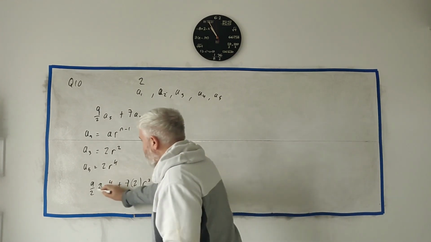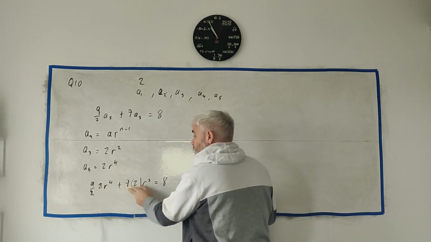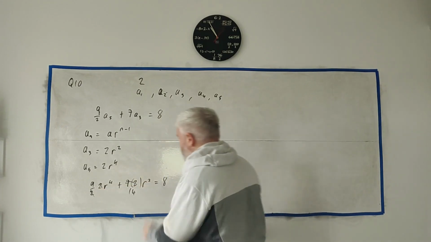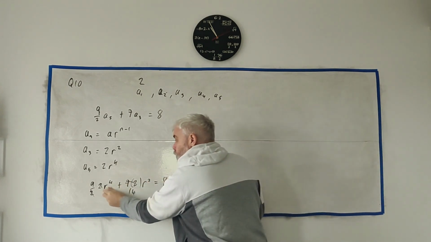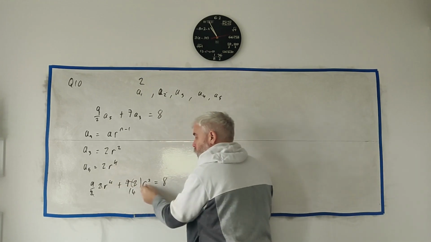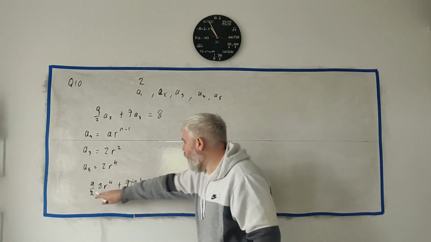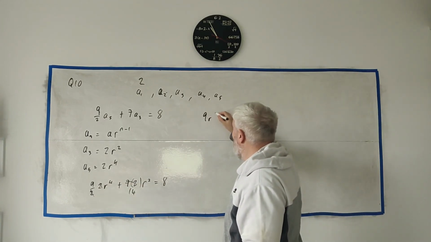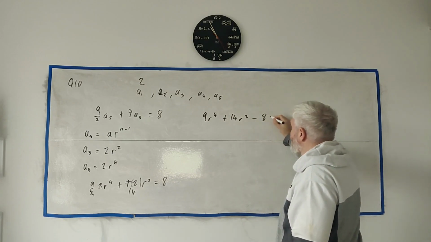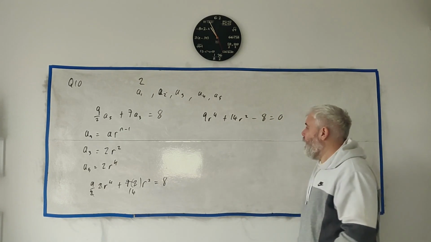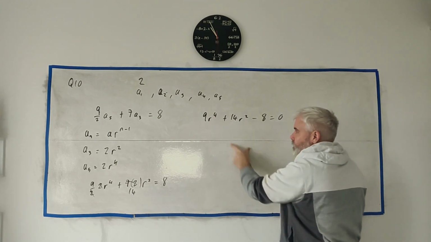If we clean this up a bit, we have 9r to the 4 plus 14r squared equals 8. This is a quadratic. It's just r squared squared, r squared and no r's. If we write that out a bit more commonly, we get 9r to the 4 plus 14r squared minus 8 equals 0. So you have to be okay solving quadratics that are a little weird like this one.